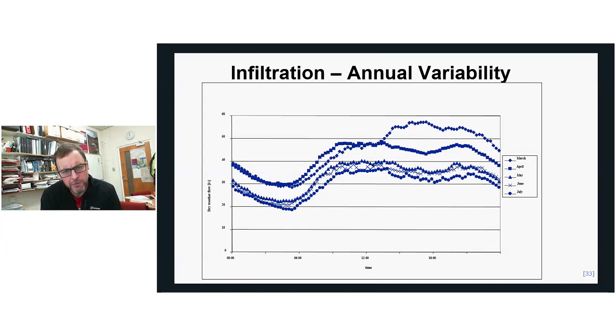We expect infiltration to vary throughout the year, and this is shown in these graphs here. It's partly because you have more rainfall at certain times of the year, and also because groundwater level tends to increase over the winter period.